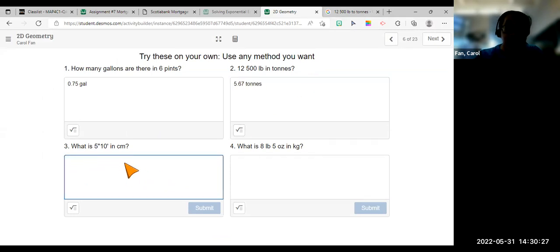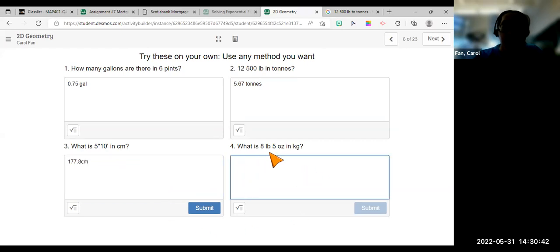5 feet, 10 inches. This is a compound one. You're going to convert the feet and then the inches. So 177.8 centimeters. What is 8 pounds, 5 ounces?